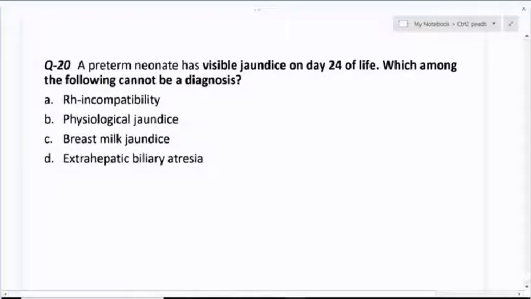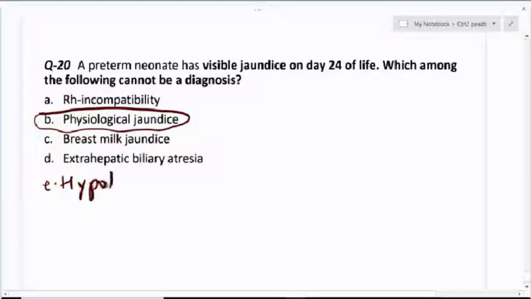Now a preterm has jaundice on day 24 of life. Which means this is prolonged jaundice. This is not normal. Any jaundice which is persisting is not physiological. This is called persistent jaundice, which can occur in breast milk jaundice, which occurs after day 14 of life. Biliary atresia also presents later in life. And rarely other syndromes; I would add here hypothyroidism is a classic case of persistence of physiological jaundice.